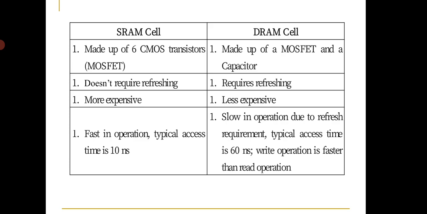The SRAM cell is fast in operation, with a typical access time of 10 nanoseconds, whereas the DRAM cell is slow in operation due to the refresh requirement, with a typical access time of 60 nanoseconds. So a write operation is faster than a read operation in the DRAM cell.